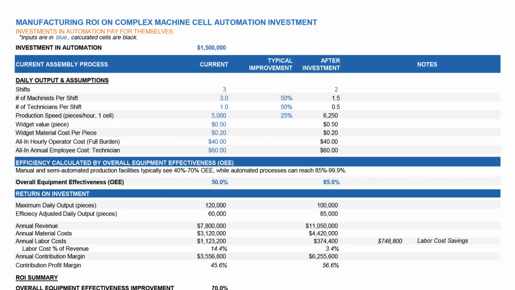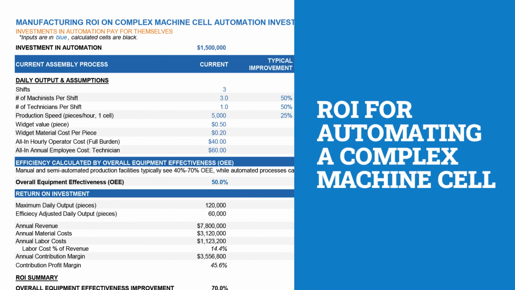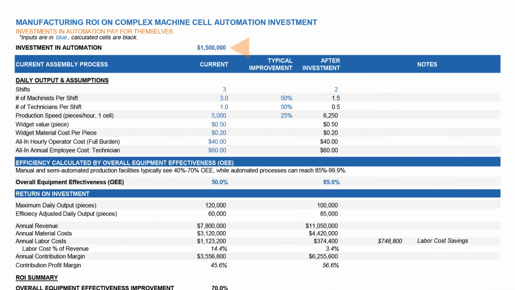Let's step through this calculator built for manufacturers looking for screw driving automation. This calculator evaluates the ROI for automating a complex machine cell. The inputs are going to be in blue. Let's start with a budget to invest, $1.5 million in automation. You can input any amount you'd like there.